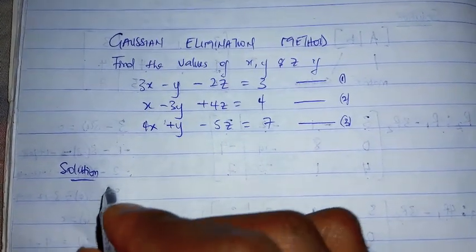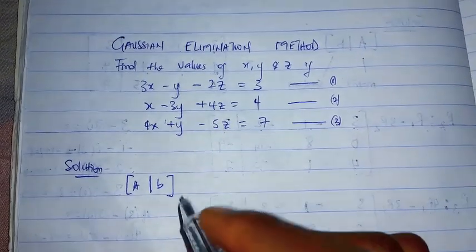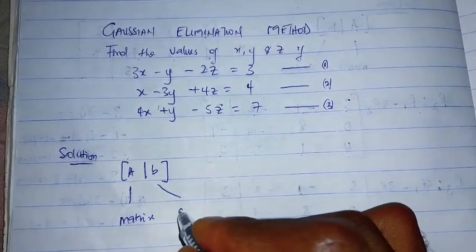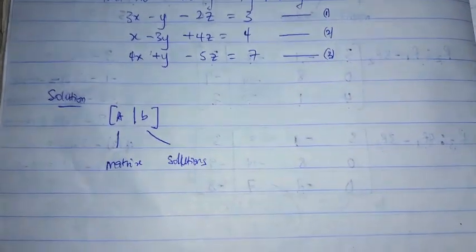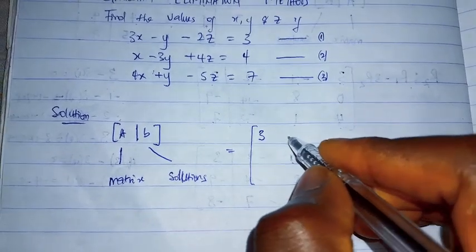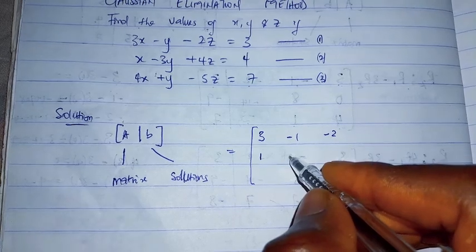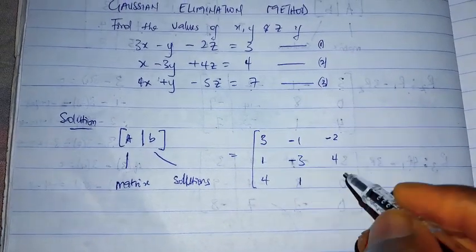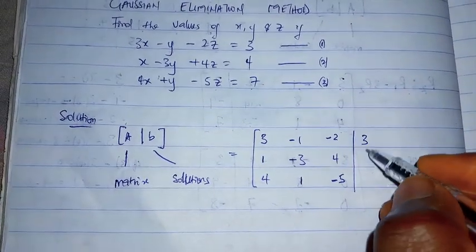Now, Gaussian elimination method is of the form A, B. What do we mean? A represents what? The matrix, and then B represents what? The solutions. So if A represents the matrix and B represents solutions, what does it look like? It looks like this: 3, minus 1, minus 2. I'm taking the coefficients of each of these variables, x, y, z, and then I have 4, 1, minus 5. Now, what is my B? My B is 3, 4, 7.